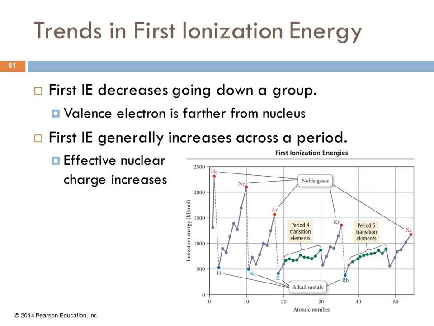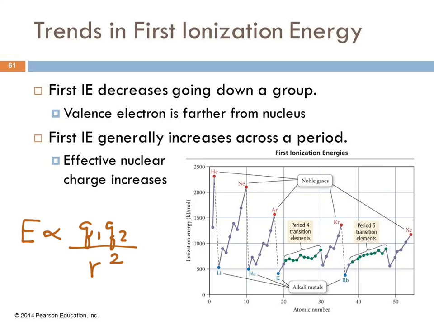Do you remember Coulomb's law? E equals Q1 Q2 over, is it R squared? Yeah, over R squared. So the energy, it's actually not equal, it's proportional. There's some constants in there, it's proportional. The energy of attraction depends on the magnitude of the charges. That's why a higher effective nuclear charge is going to have more force on the electron. It also depends on the distance.